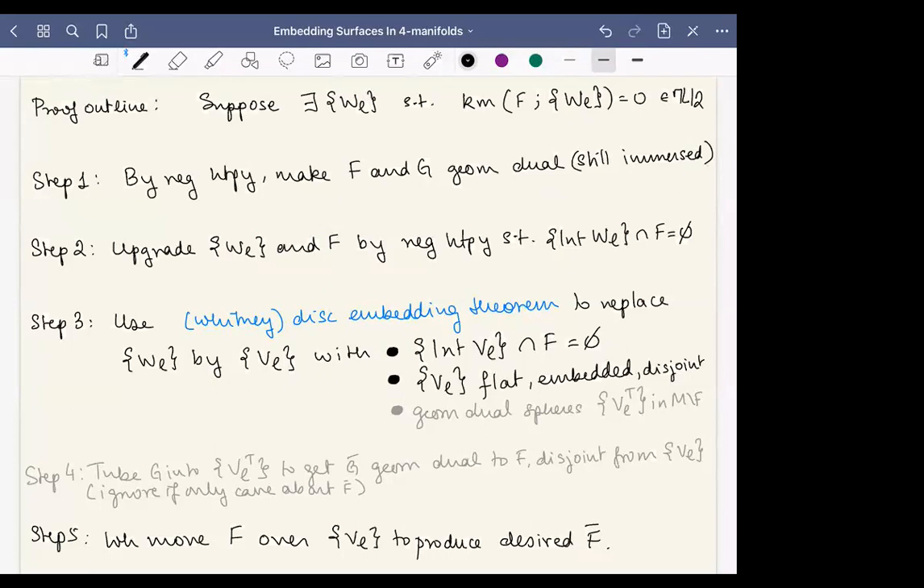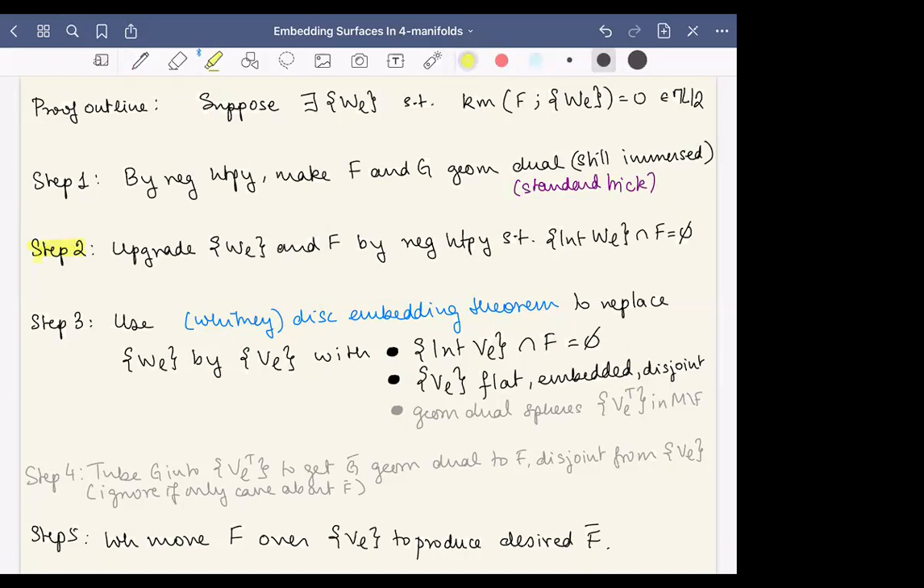So the first step is going to be, we're going to make F and G geometrically dual. This is a standard trick and I'm not going to talk about it. But this doesn't embed them. If we could embed them and do this, then we'd be done. But at the expense of adding some more intersections, we can make them geometrically dual, fine. Step two is the most important part. Step two, I'll talk about in a second, how to do it.